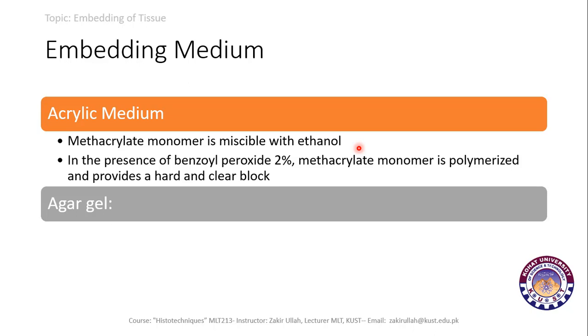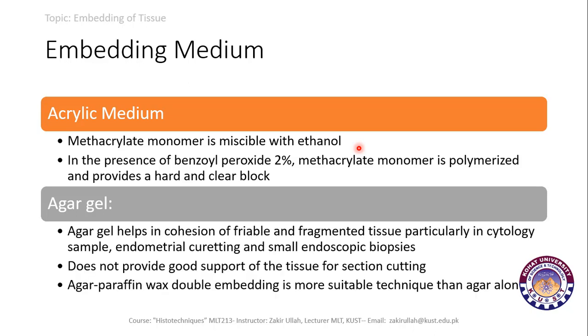Agar gel helps in the cohesion of breakable, friable and fragmented tissue. It is particularly used in cytology samples, endometrial curettings and small endoscopic biopsies. This gel does not provide support to the tissue for sectioning, so agar paraffin wax double embedding medium is used, and this complex is more suitable than agar alone for the embedding of the tissue.